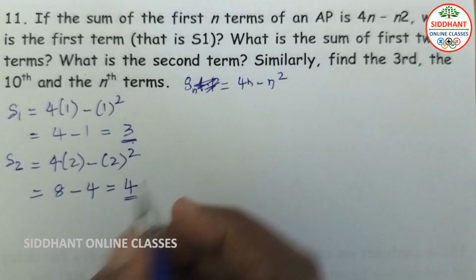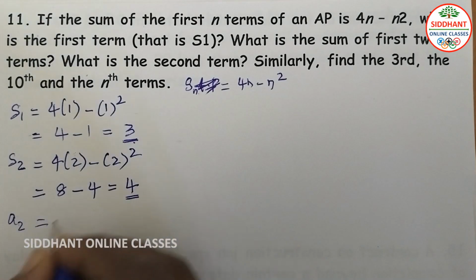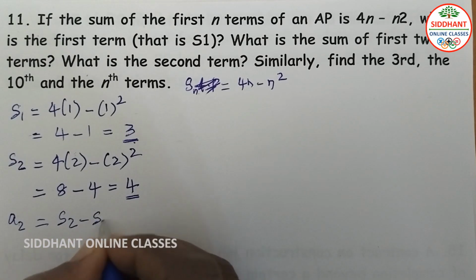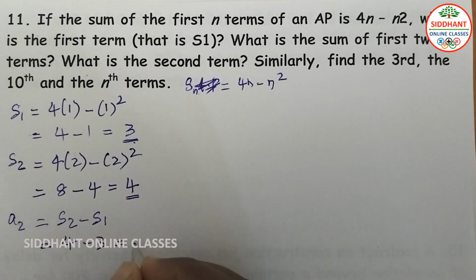Next, what is the second term? What is the second term means here we are going to find out a2, which is equal to S2 minus S1 here. So that equals S2, how much, 4 here, S1 is 3, so that equals 1 here. So this is the second term here.